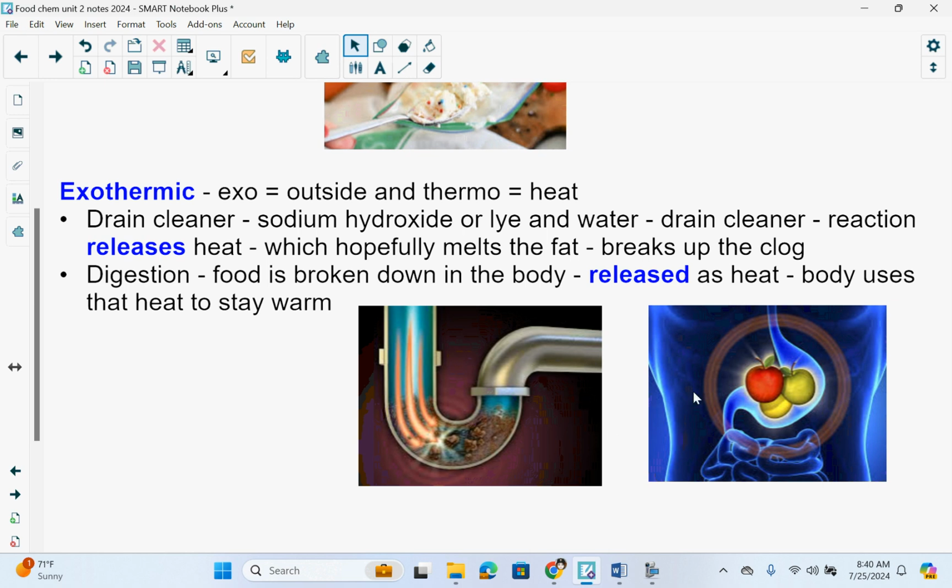Digestion. Food is broken down in your body, and this is released as heat, and the body uses that heat to stay warm.